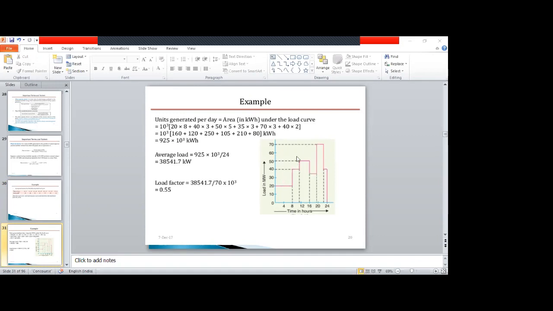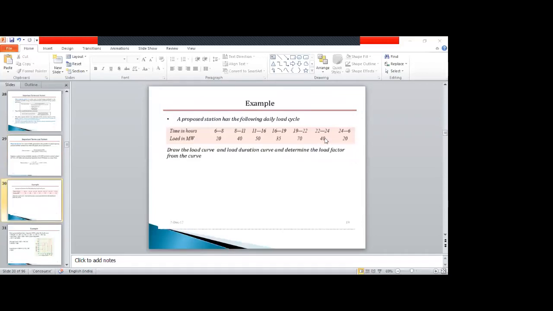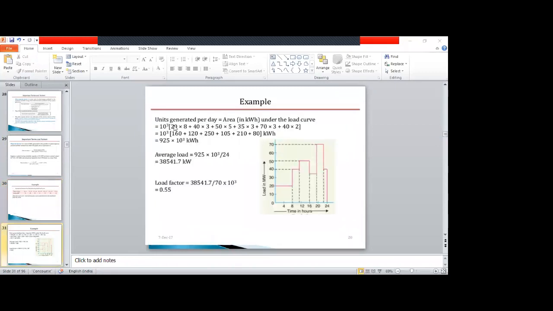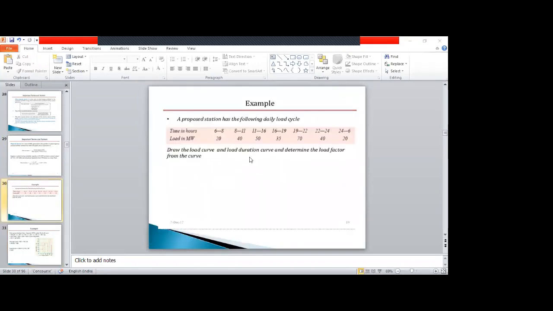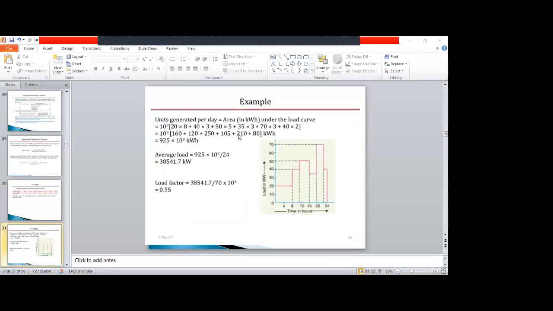It was 40. So 22 to 24, 2 hours. For 2 hours, the load was 40 megawatts. Anyway, this part we have already considered in the beginning: 6 hours plus 2 hours, that is 8 hours, it was 20 megawatts. Is it clear? So this is how we calculate the units generated per day from the load duration curve.